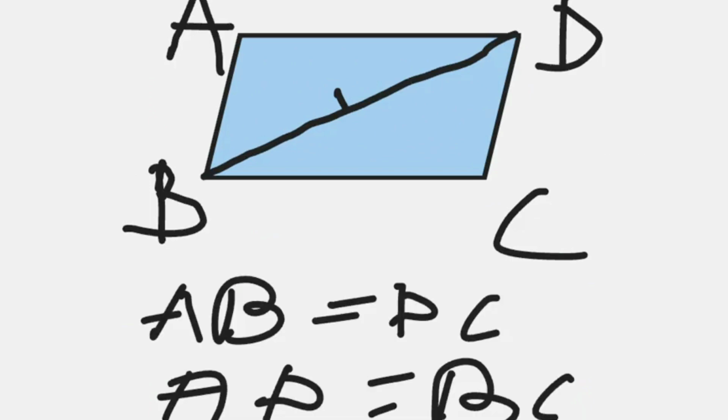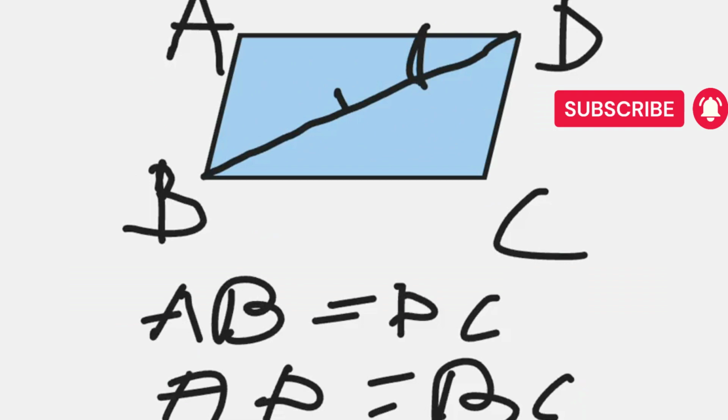Now angle ADB is equal to angle CBD, the corresponding angles of the congruent triangles. But as the transversal BD intersects AD and BC, so angle ADB is equal to alternate angle CBD. Therefore, AD is parallel to BC.